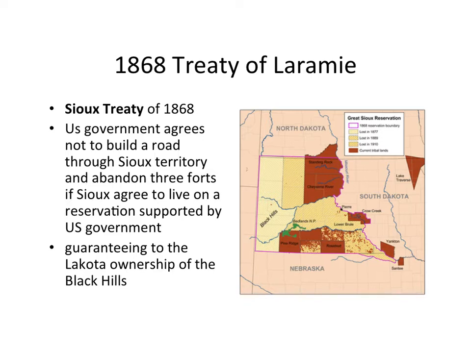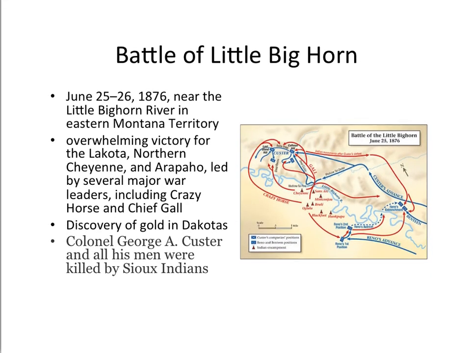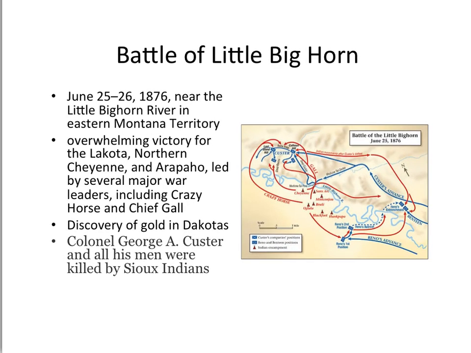The U.S. government agrees not to build a road through Sioux territory and to abandon three forts, if the Sioux agree to live on a reservation supported by the U.S. government. We said that we would essentially leave them alone, very similar to what we did with some of the natives of Oklahoma, guaranteeing to the Lakota ownership of the Black Hills, the Dakota Territory. But then again, like I said, gold was discovered in that area.